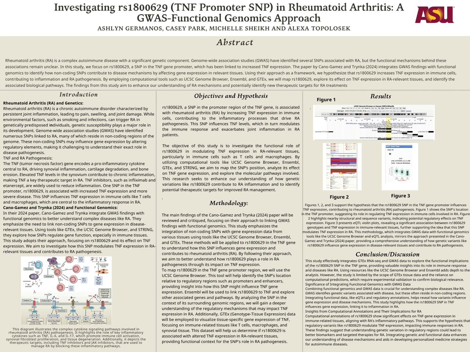Our hypothesis is that RS1800629, located in the TNF gene promoter, increases TNF expression in these immune cells, leading to a more pronounced inflammatory response in patients with RA. We believe that this SNP influences TNF levels, contributing to the chronic inflammation observed in RA.